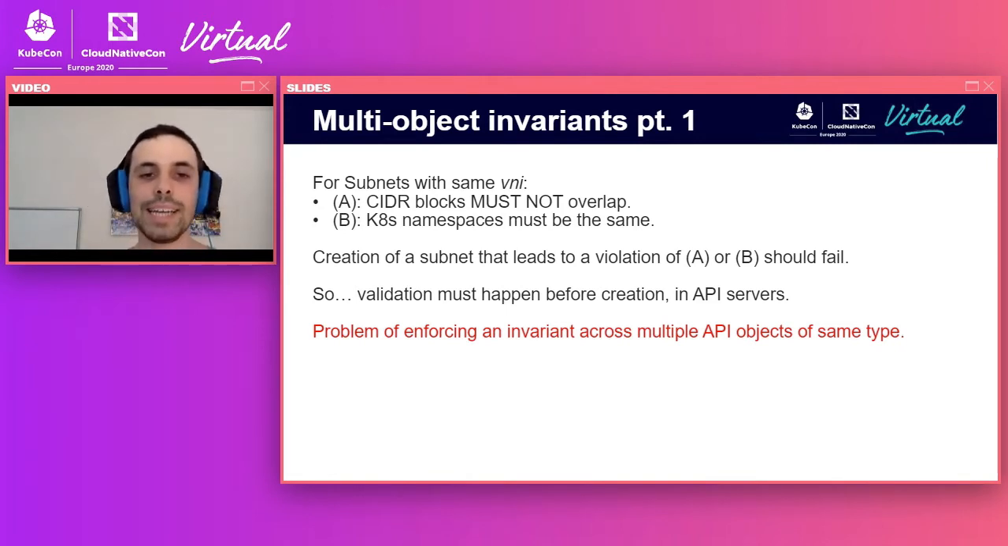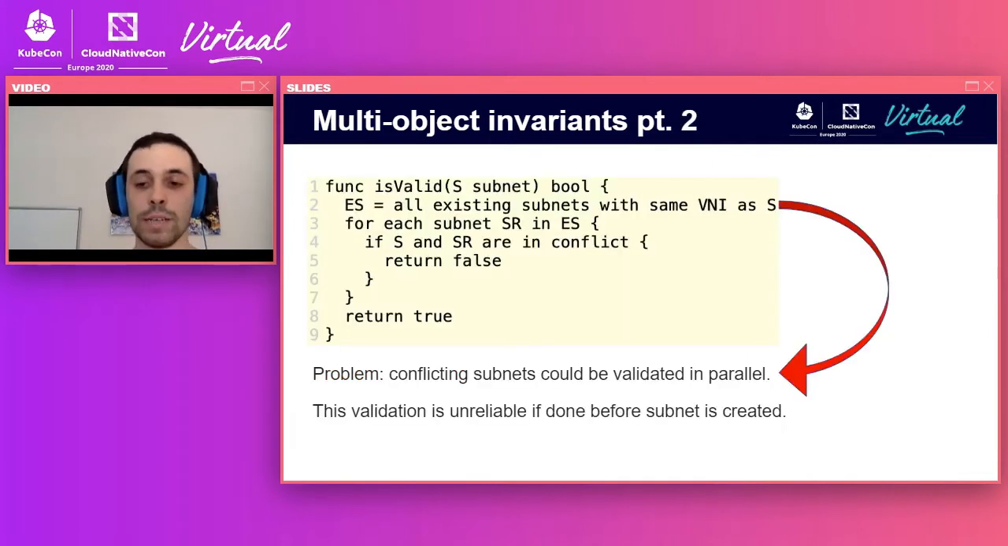And so ideally, if existence of a subnet leads to a violation of one of our two invariants, creation of that subnet should fail. And the only way you can get this behavior is by validating subnets before they're actually created, where by created I mean persisted to etcd. And so the validation logic should reside either in the API servers or in a validating webhook. And it would look something like what you see in this slide.